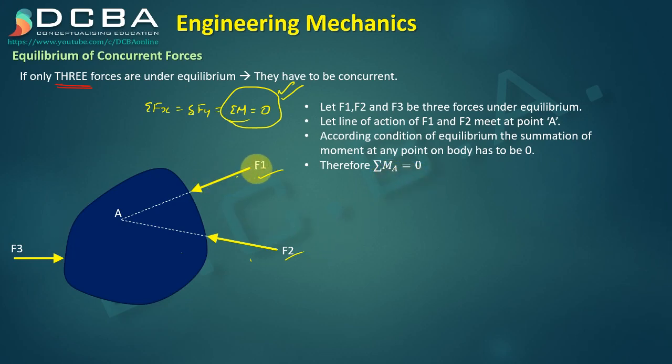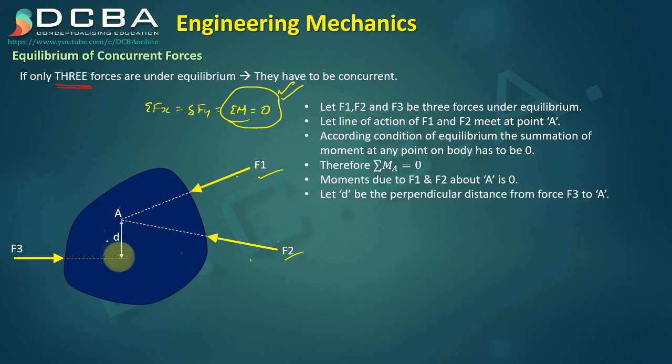Now obviously due to F1 and F2 there cannot be any moment at point A, because point A lies on their line of action. This we know. The only doubt is of F3. So for F3, let D be the perpendicular distance from the line of action of F3 till point A. So F3 into D has to be equal to 0, correct? Because we need summation of moment at A equals 0.